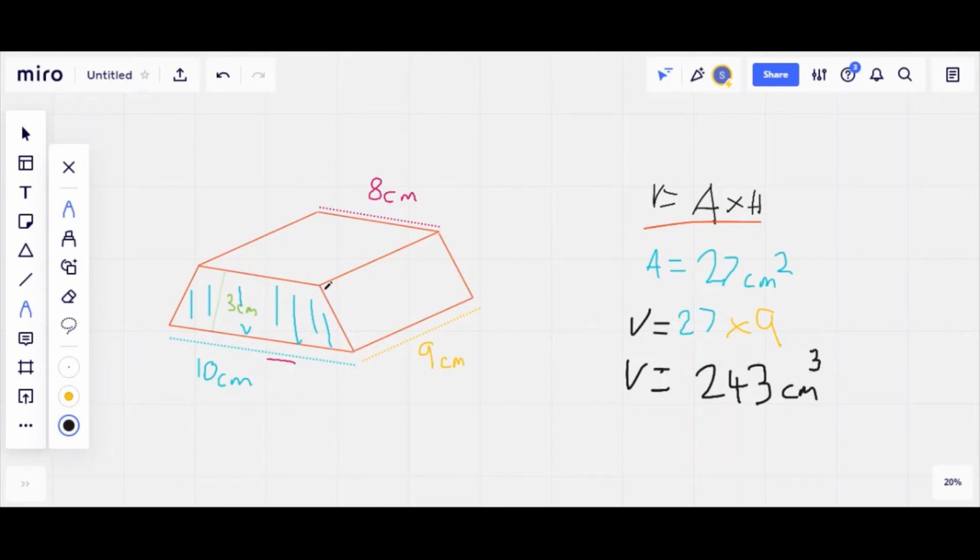Area is 2-dimensional, height and width. Volume is 3-dimensional, so we've got that perpendicular height as our third dimension. So we'll put that to the power of 3. Your final answer will be volume is equal to 243 centimeters cubed.